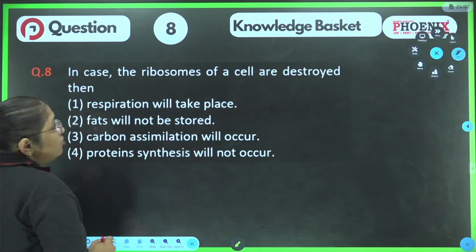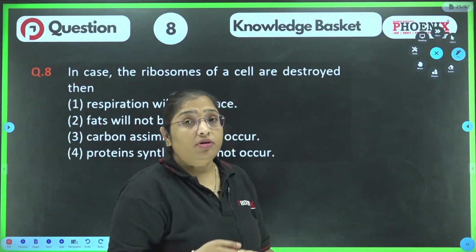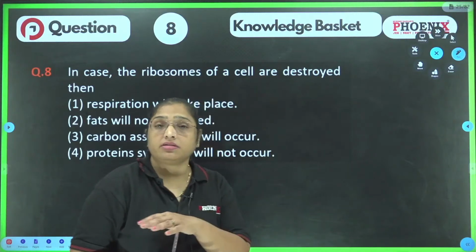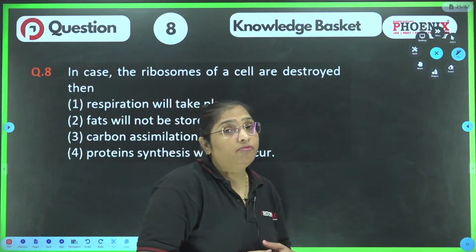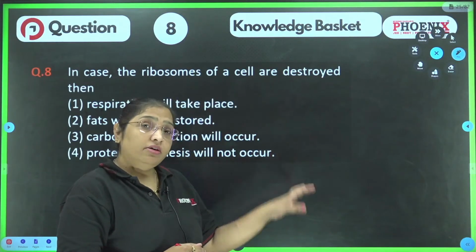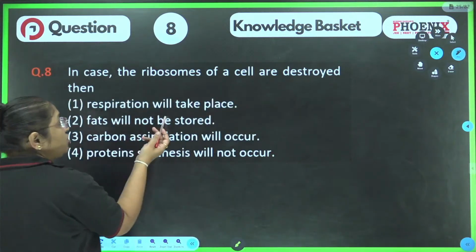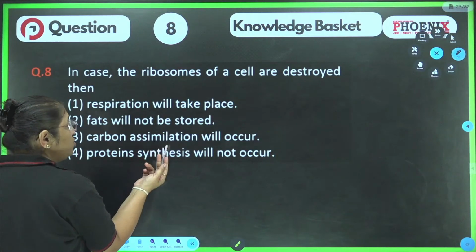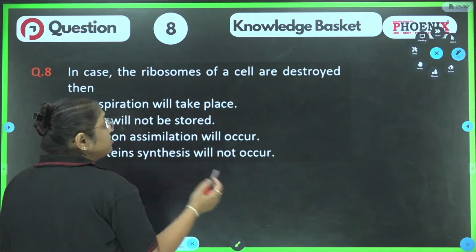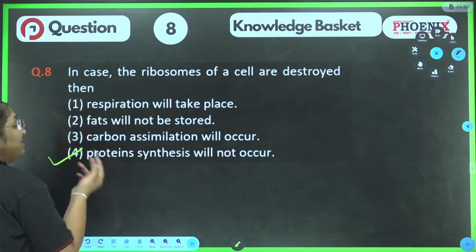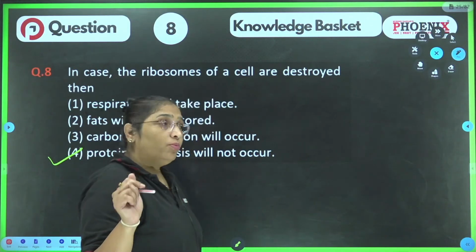In case the ribosomes of cells are destroyed. Okay, right. So what is the function of ribosome? First of all, ribosome helps in protein synthesis. We had studied about the endoplasmic reticulum, rough endoplasmic reticulum, which has the ribosomes on its surface, which helps in protein synthesis. So let's see the options: respiration will take place, fat will not be stored, carbon assimilation will occur, or protein synthesis will not occur. So the answer is protein synthesis, because the main function of ribosomes is synthesis of protein.